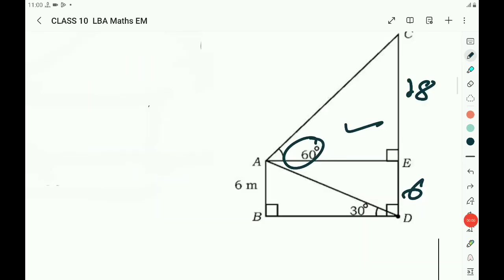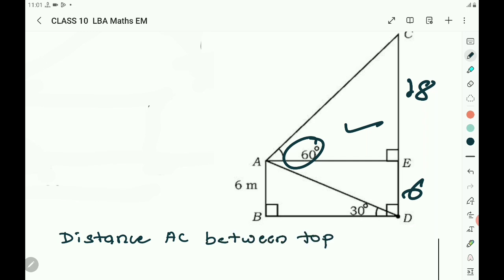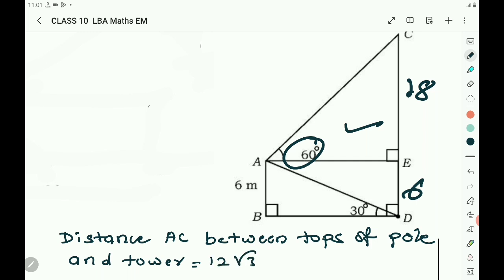Then you write distance AC between tops of pole and tower equals how much? 12√3 meter.